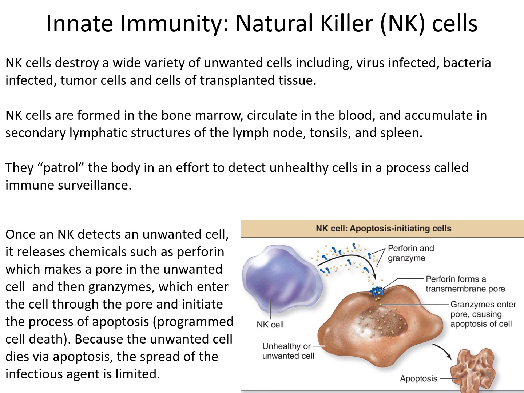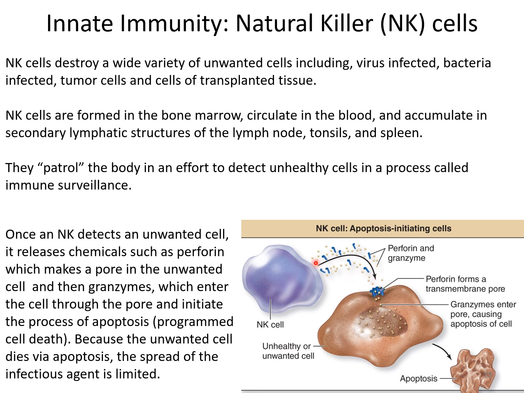Now what happens is once that NK cell has detected a cell that shouldn't be there, it releases these two molecules, perforin and granzymes. Perforin, shown in this diagram by the little blue sticks, comes out and it creates a pore on the unwanted cell. So here's our natural killer cell. Here's the unhealthy or unwanted cell. The natural killer cell releases the perforin and it creates a pore, and that pore opens that cell up.